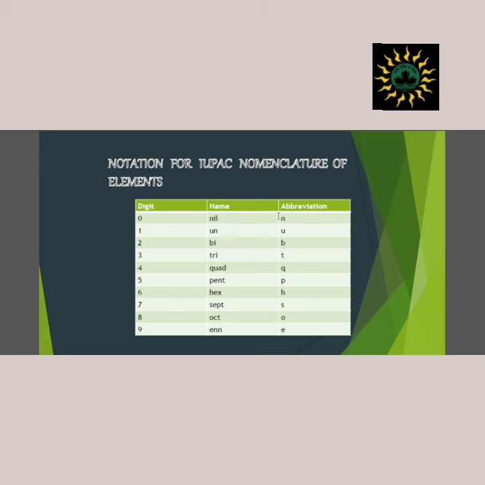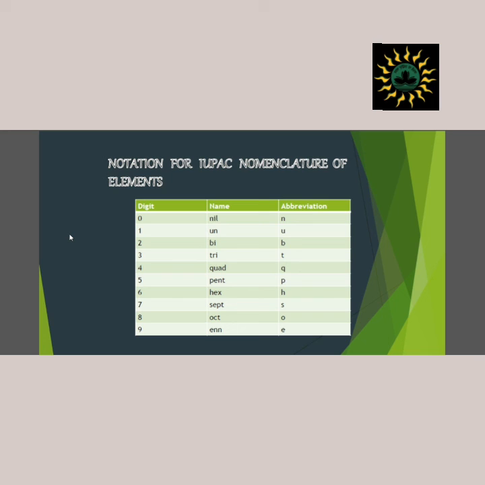So in case of nil, the first letter is N, so the abbreviation will be N. In case of 1, the abbreviation will be U. In case of 2, it will be B, 3 T, 4 Q, 5 P, 6 H, 7 S, 8 O, and in case of 9 E. So N U B T Q P H S O E. You can see that all the letters are different here. So it actually implies the digits, and the naming is also different. So this also implies the naming of that element.